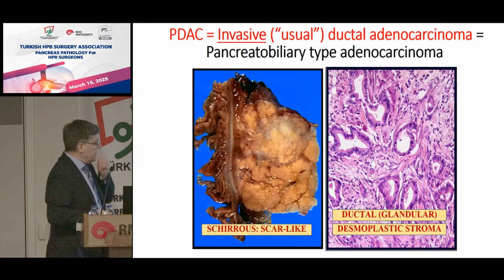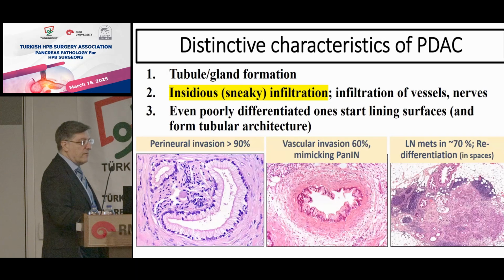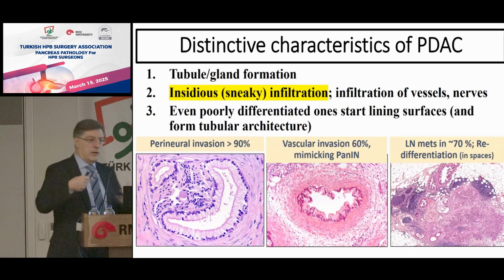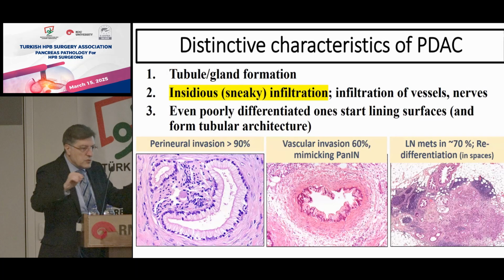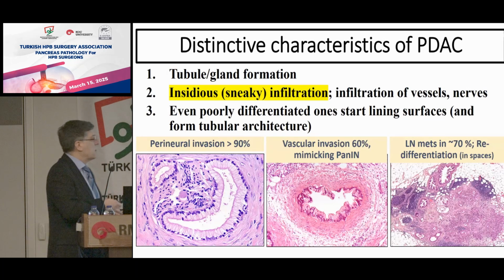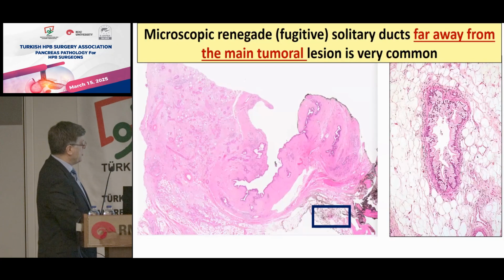So, I showed this picture earlier. PDAC: ill-defined, subtle tumors, tubular configuration, desmoplastic stroma are the characteristics, and they have an extremely high ability to spread very insidiously. Insidious means very sneaky, very deceptive: individual small cells, very difficult to see microscopically and very difficult to see radiologically or intraoperatively.